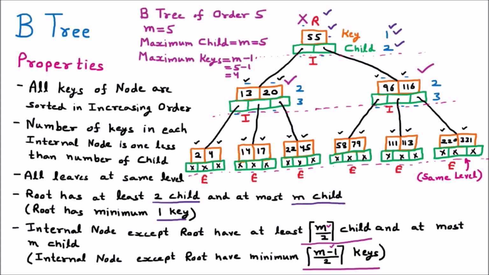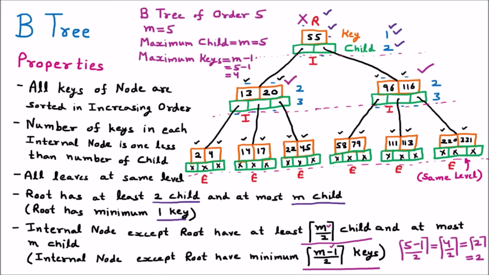Here we are saying that an internal node except the root has a minimum of ceiling of (m minus 1) by 2 keys. Here m has the value 5. So ceiling of (5 minus 1) by 2 keys. That is nothing but 5 minus 1, which is 4, by 2, ceiling. And we know that 4 by 2 is 2. If we take the ceiling of 2, it remains 2 because it has no fractional part. So that means it should have a minimum of 2 keys in the children.